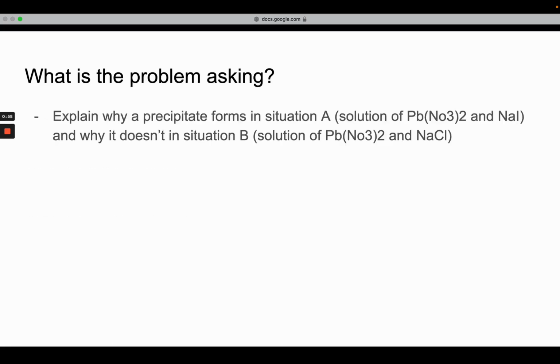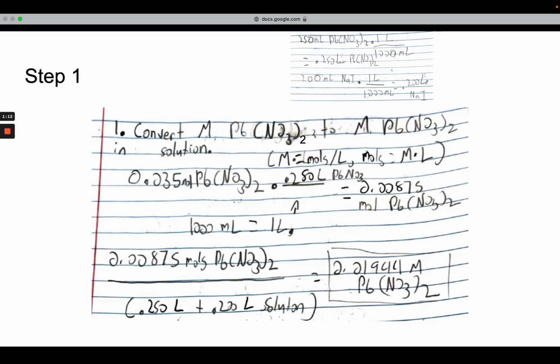The problem is asking us to explain why a precipitate forms in solution A, a mixture of lead 2 nitrate and sodium iodide, and why it does not in situation B, a solution of lead 2 nitrate and sodium chloride. So in step 1, you convert the initial molarity of the lead 2 nitrate solution into the molarity of the lead 2 nitrate in the combined solution.